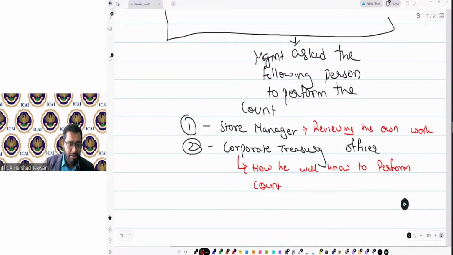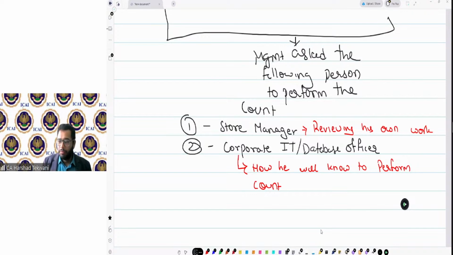Let's say we remove the treasury officer from here. If you want an independent person, like some of you answered that there should be an independent person, I'm giving you a corporate IT/database officer. He is responsible for the IT. I'm sending this person for the inventory count. I cannot identify any other person more independent than the IT guy. I can even send HR to perform the inventory count if you want independence. But the question is how they will perform the inventory count when they don't have knowledge of the inventory.